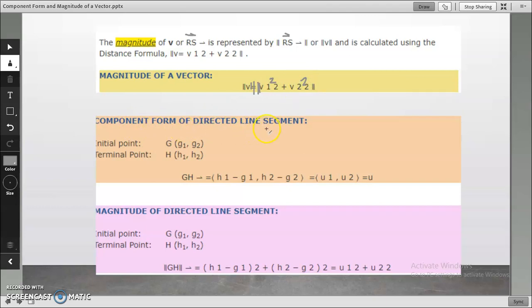The component form of a directed line segment is basically just taking the terminal point and subtracting from it the initial point. So here we have the terminal subtracted from the initial for the first variables, and the terminal point subtracted from the initial for the second variables, and that gives us our vector u. The magnitude of a directed line segment is basically the exact same thing, except I'm going to square that line. This is supposed to be a square root.